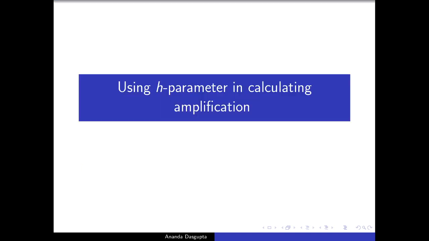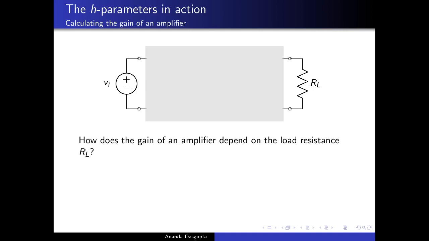The next topic today is a slightly advanced one, and this again is going to be used in its full glory later on in the course, but I wanted to just illustrate how you would use, say, the H parameter. I'm just using H parameter as an illustration here. You could use any one of the other equivalent circuits as well to calculate the amplification or gain in an amplifier network. Suppose there's an amplifier whose equivalent circuits I know.